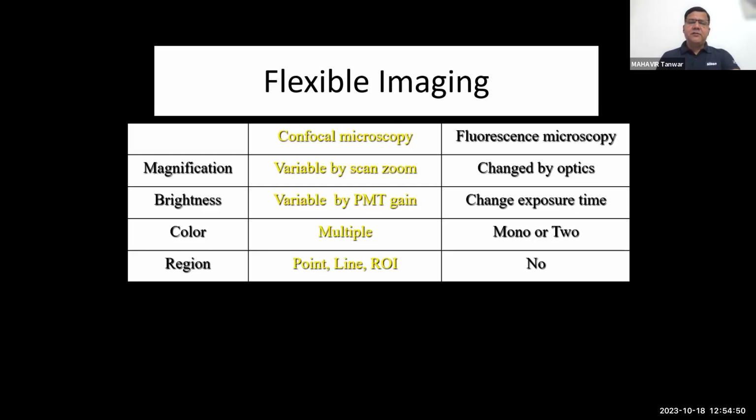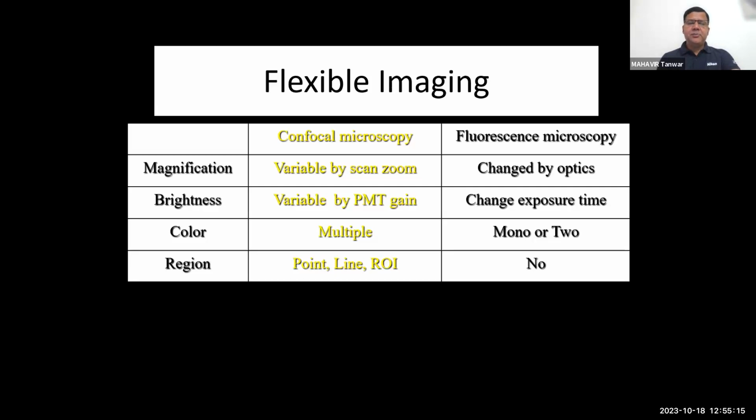Brightness in confocal can be increased or decreased by the PMT gain, which is the photomultiplier tube. In fluorescence, you need to change the exposure time of the camera. Color, as I said, you can perform multicolor based on the number of detectors you are using. In fluorescence, it's either mono, 1 color, or 2 color. You can perform 4 color, but then you need to reduce the resolution.